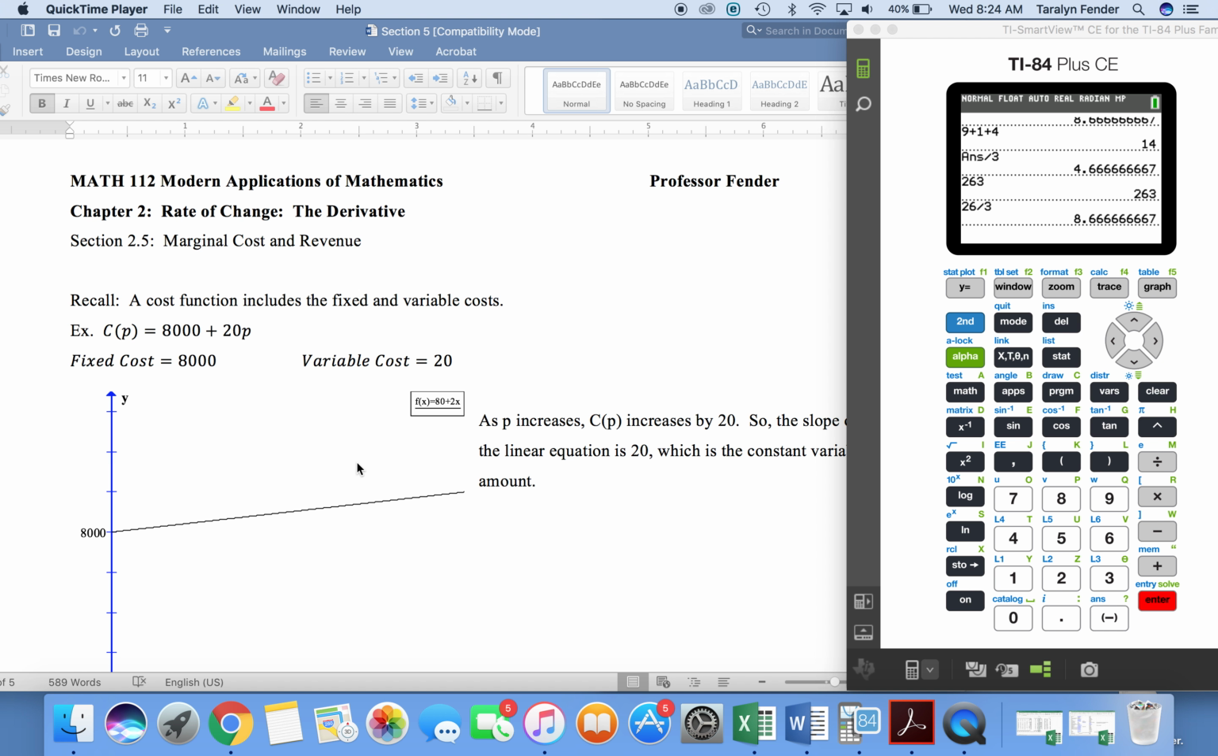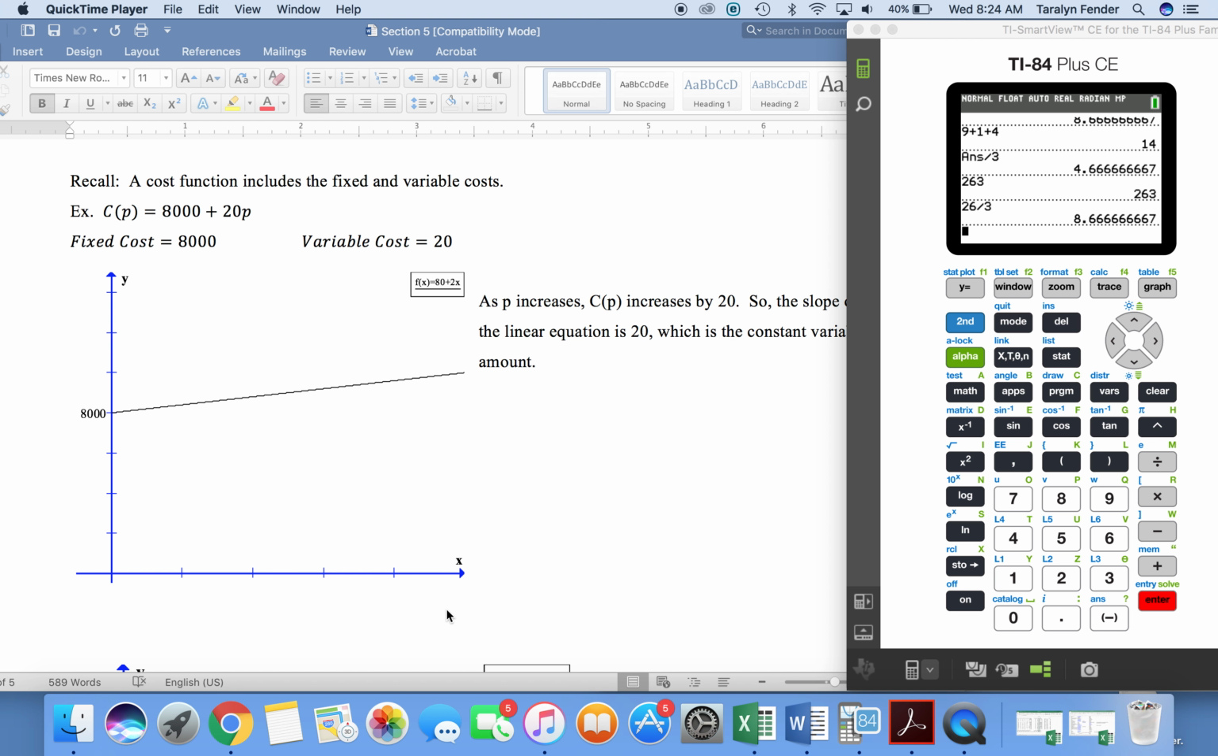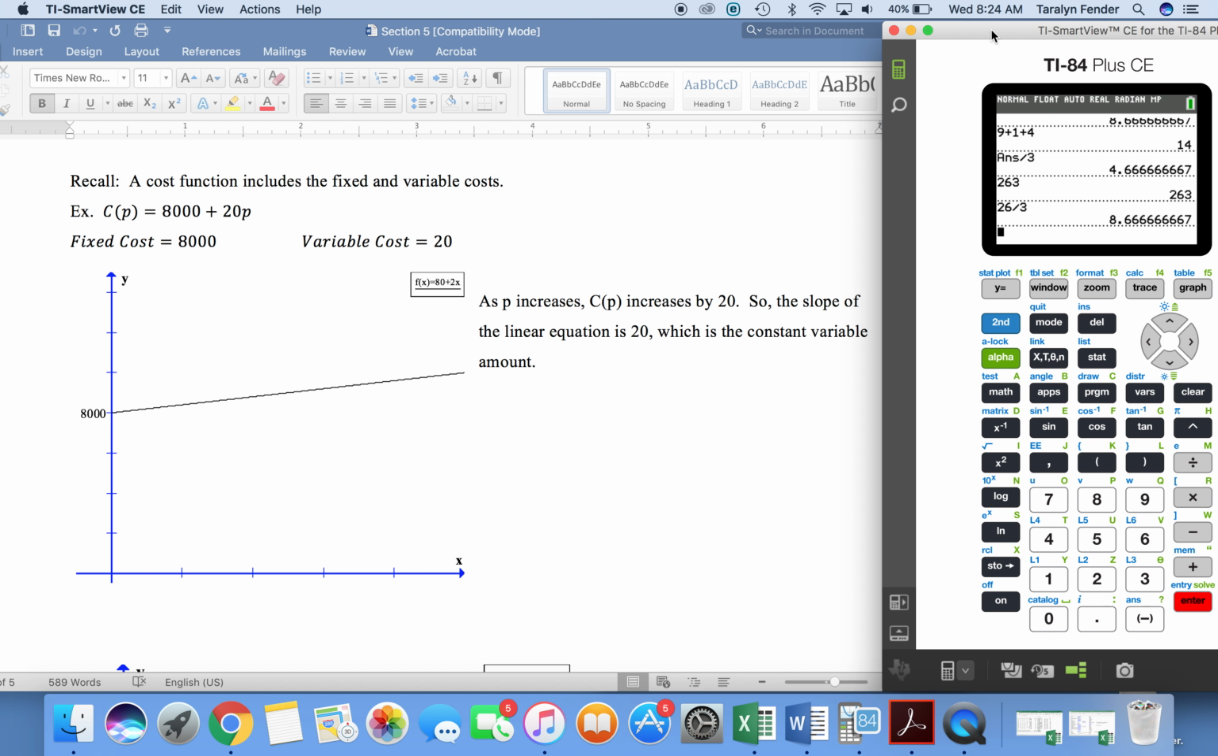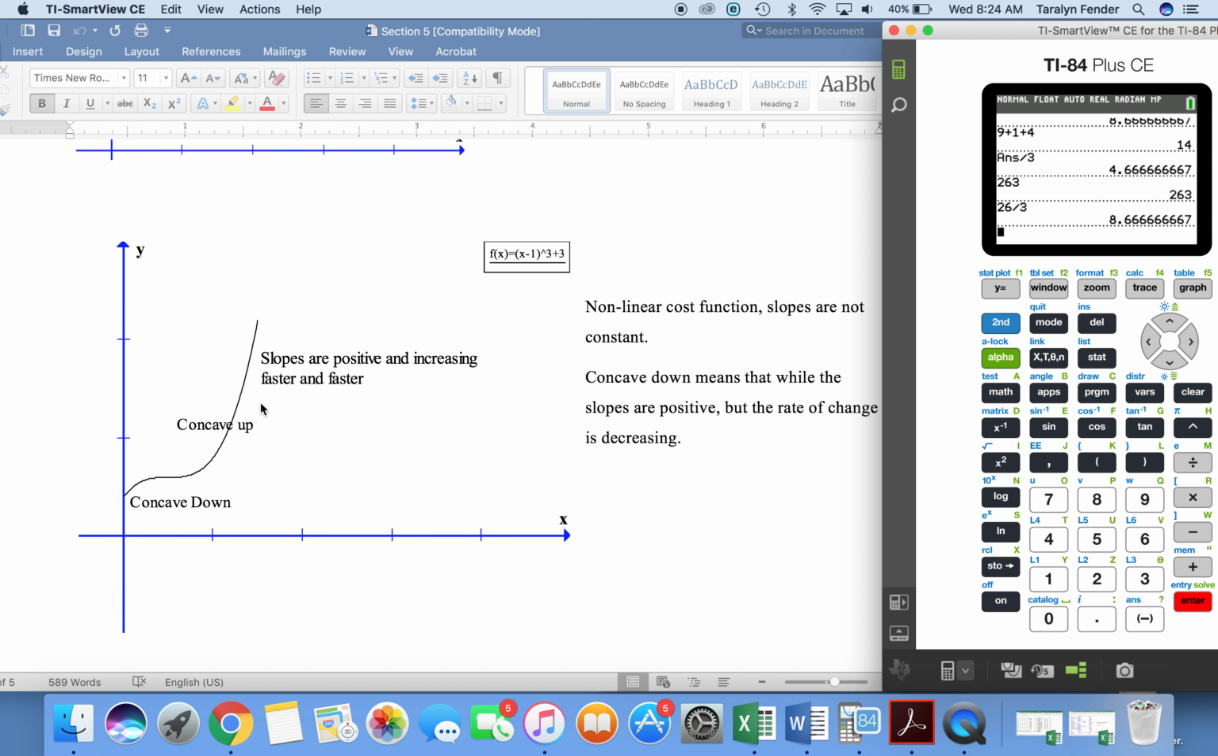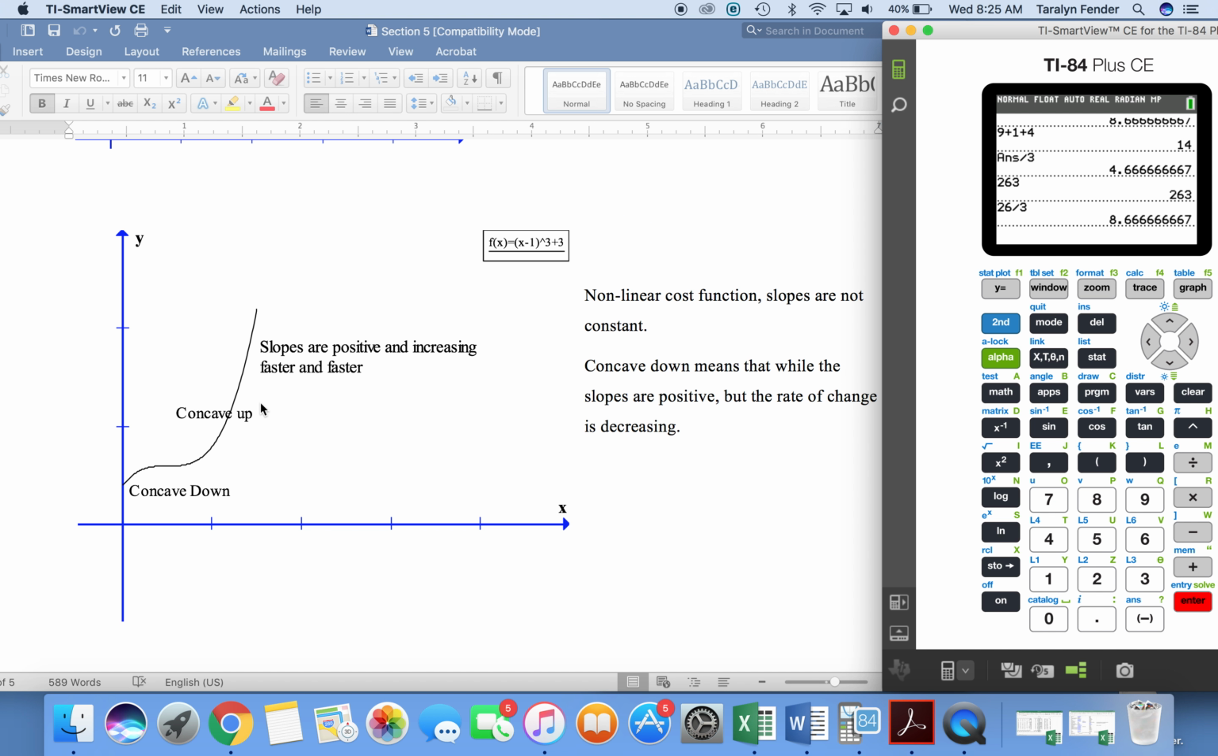So as P increases, C of P, the cost of P, increases by $20. So the slope of the linear equation is 20, which is the constant variable amount. So this is a linear function. Here we have a nonlinear cost function where the slopes are not constant.